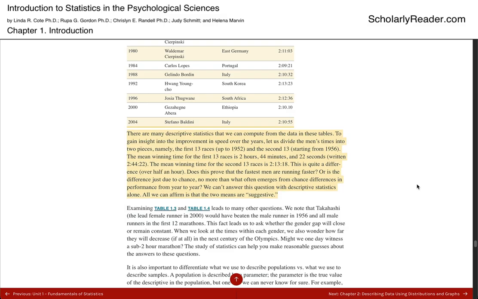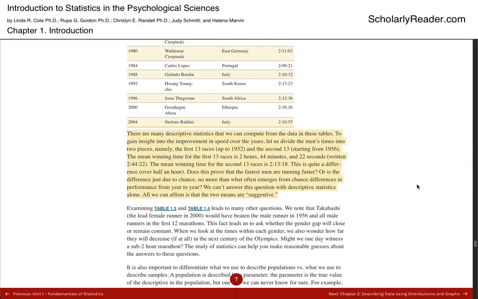To gain insight into the improvement in speed over the years, let us divide the men's times into two pieces, namely the first 13 races up to 1952 and the second 13 starting from 1956. The mean winning time for the first 13 races is 2 hours, 44 minutes, and 22 seconds, written as 2:44:22. The mean winning time for the second 13 races is 2:13:18. This is quite a difference, over half an hour.